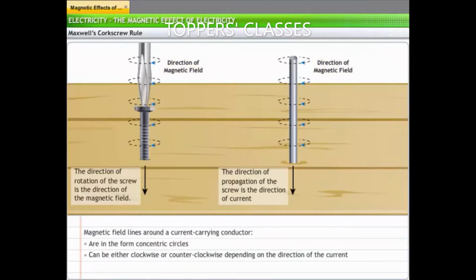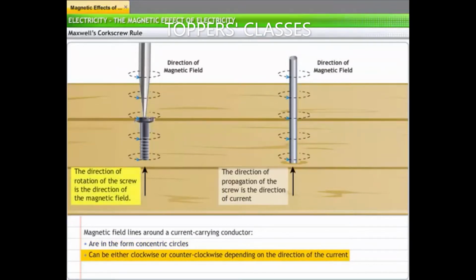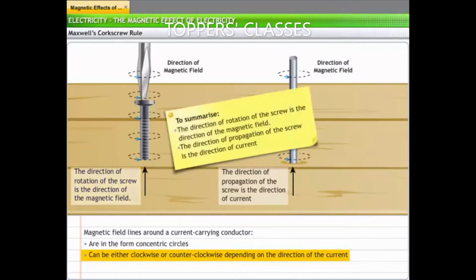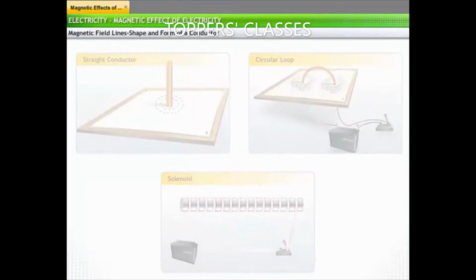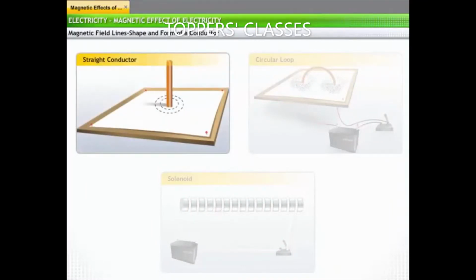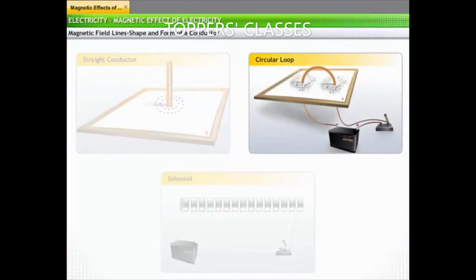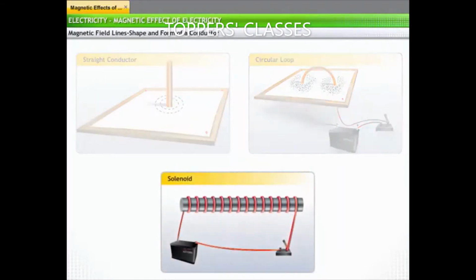Thus, magnetic field lines around a current-carrying conductor are in the form of concentric circles and can be either clockwise or counterclockwise depending on the direction of the current. Magnetic field lines vary with the shape and form of the conductor. Let's take a look at the magnetic field and field lines around a straight conductor, a circular loop, and a solenoid.